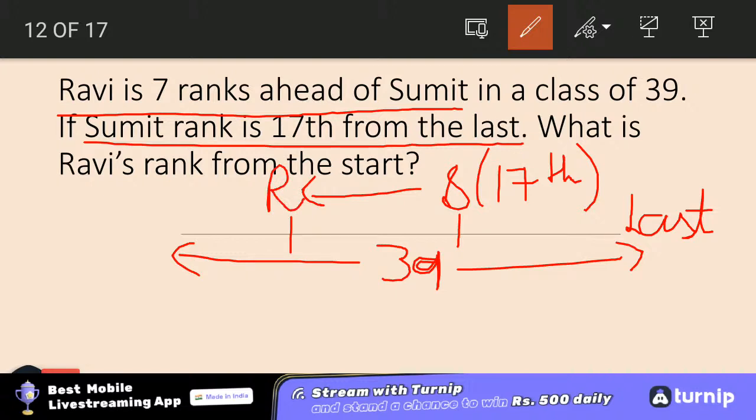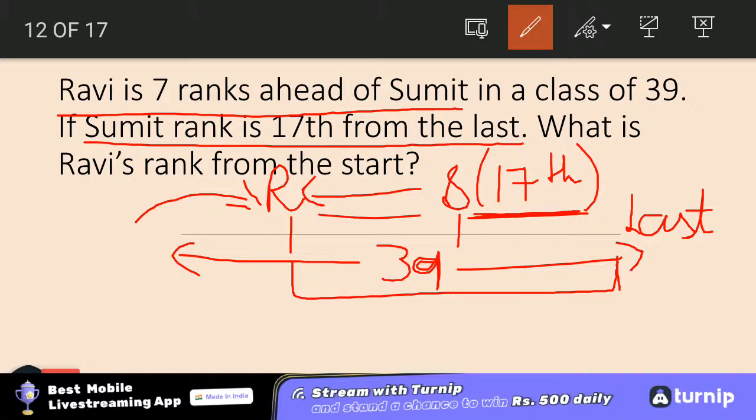So what is the question saying, what is Ravi's rank from starting? So we need to tell what will be Ravi's rank from starting. Starting से Ravi की क्या ranking होगी? See students, how will we do this question? First of all, we will count total students from the last. 17 से सुमित की लास्ट थी, प्लस 7 और कर लेंगे क्योंकि रवि 7 अहेड है सुमित से.